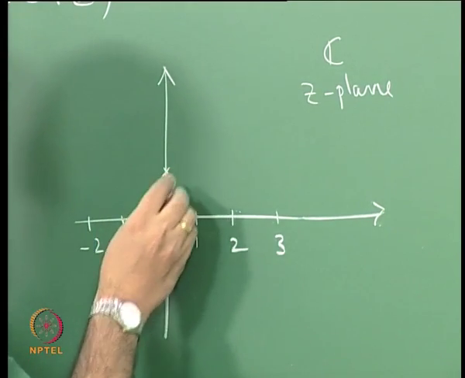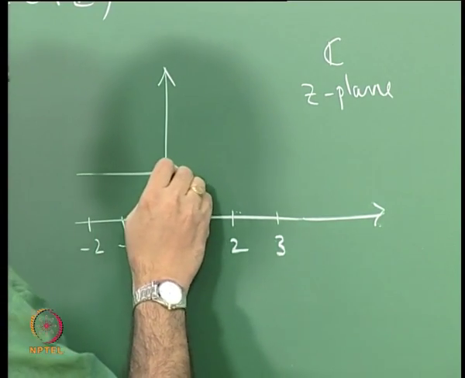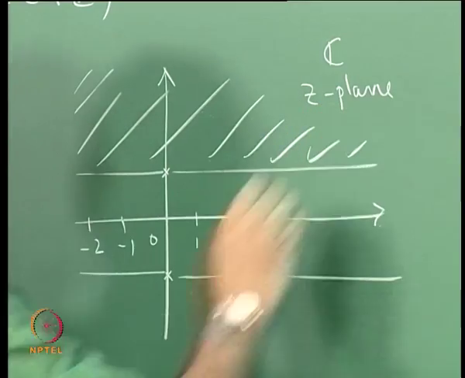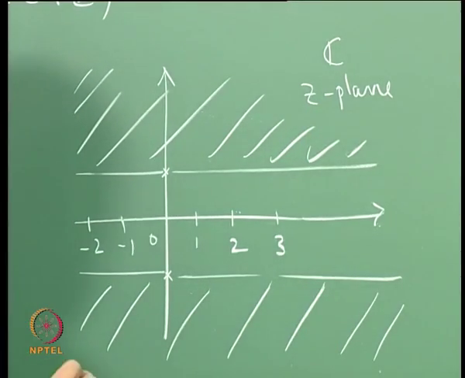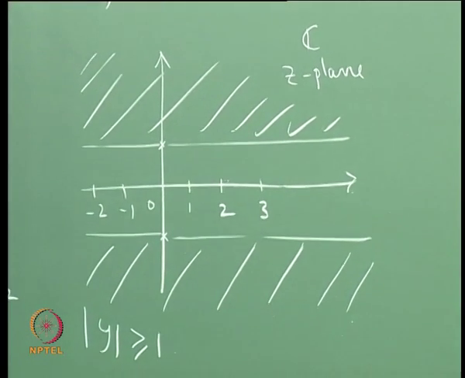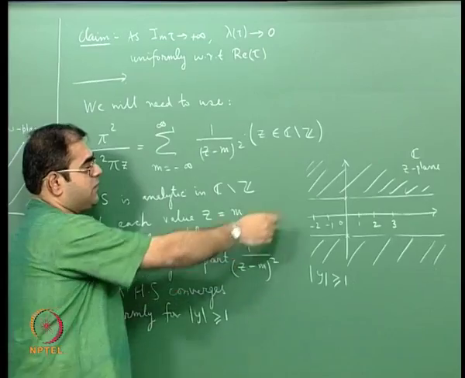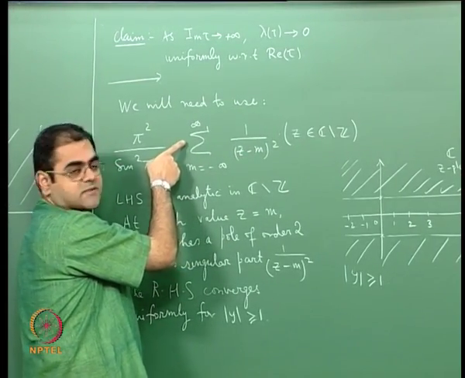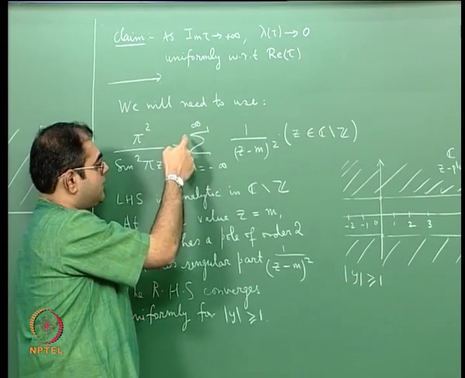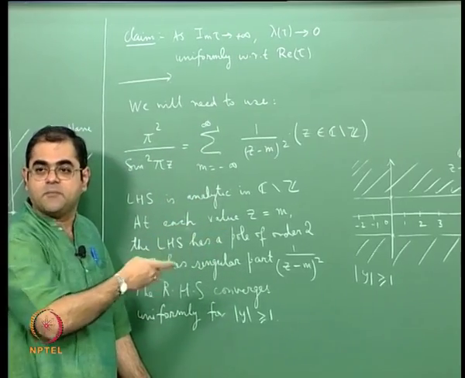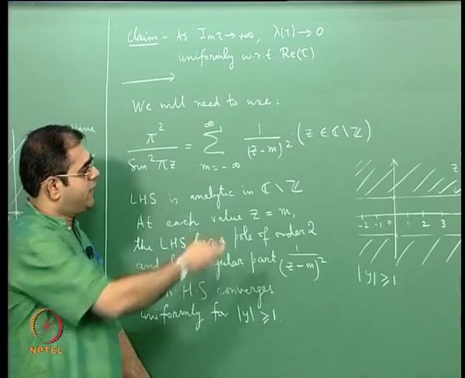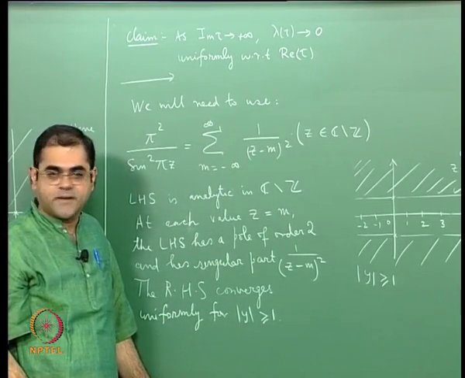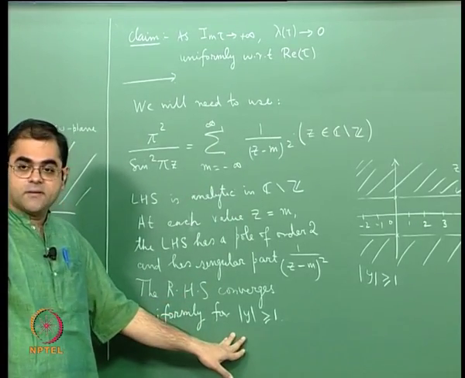So mod y greater than 1 is going to be this region and this region. So this will be the region mod y greater than or equal to 1, okay. And the point is that if you take that region, then you can compare the part of the series from 0 to infinity and the other part of the series from say -1 to minus infinity separately with sigma 1 by n squared, which is convergent, okay. So by using the Weierstrass M test, you can confirm that this is uniformly convergent, alright. So the right side also converges uniformly for mod y greater than 1, alright.